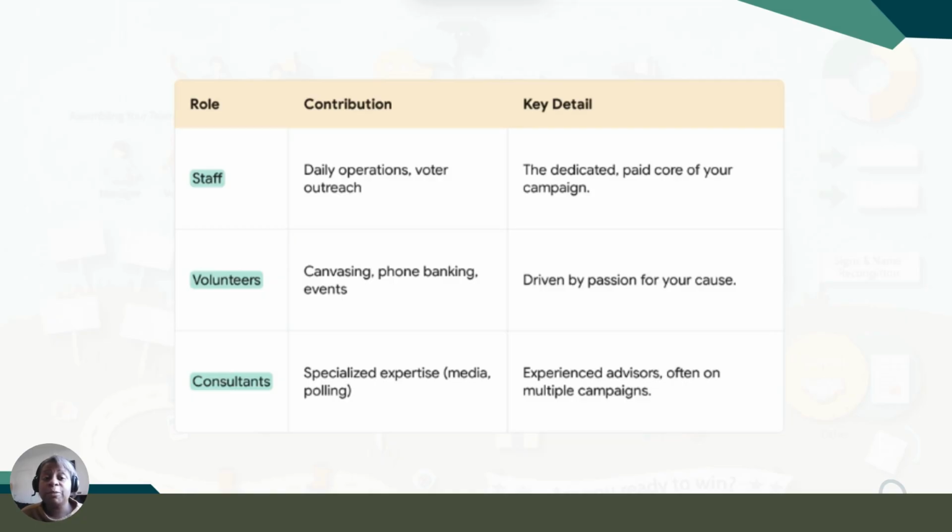And finally, consultants bring in specialized expertise. It might be someone who really specializes in, say, social media or traditional media and trying to do media buys. That's when you pay for, say, a commercial or something like that. They could be somebody who is really an expert in polling. These are experienced advisors that are often working on multiple campaigns and are not exclusive to you.